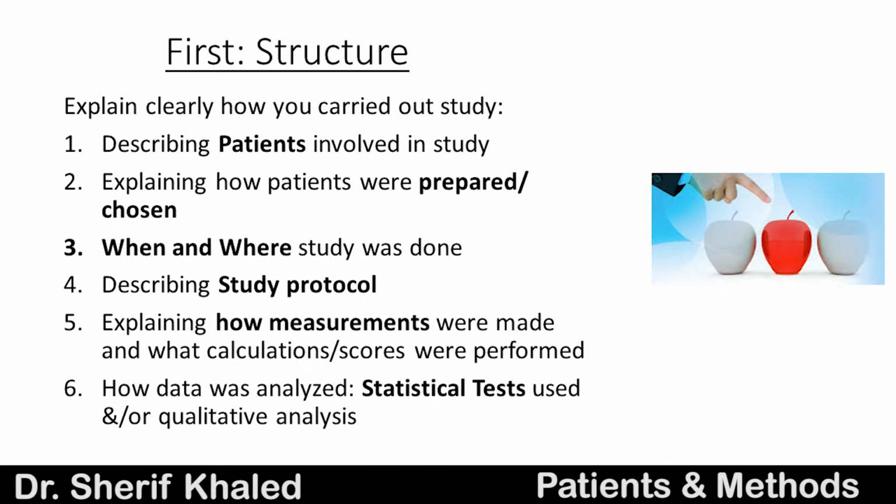First, the structure we divided into the following topics. We have to explain clearly how we carried out the study. So we describe the patients involved in this study. We explain how patients were prepared or chosen, when and where the study was done. We describe the study protocol. We explain how measurements were taken and what calculations were made or scores that were performed, and how data was analyzed.